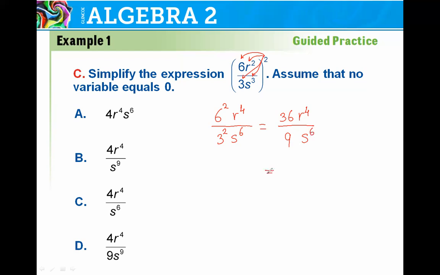No, we can simplify the numbers. 36 divided by 9 equals what, Salman? 4. Yes, so we write here 4, r power 4, and down we have s power 6, and this is my simplest form, which is letter what, Salman? Letter C. Okay, so our answer is letter C. So I have a question. What, Muhammad?